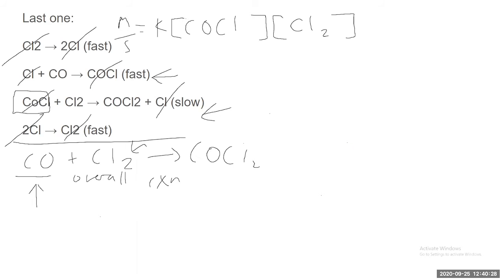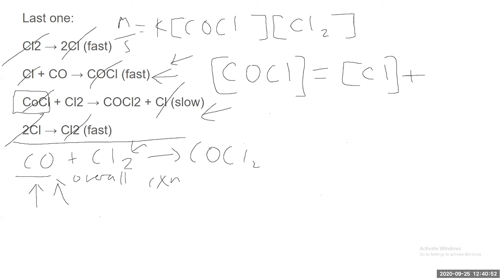So yeah, use the reactants: k times COCl. COCl is not in the overall reaction, so we need to substitute that. We're going to use this equation right here, where COCl is equal to the concentration of Cl and then times the concentration of CO.